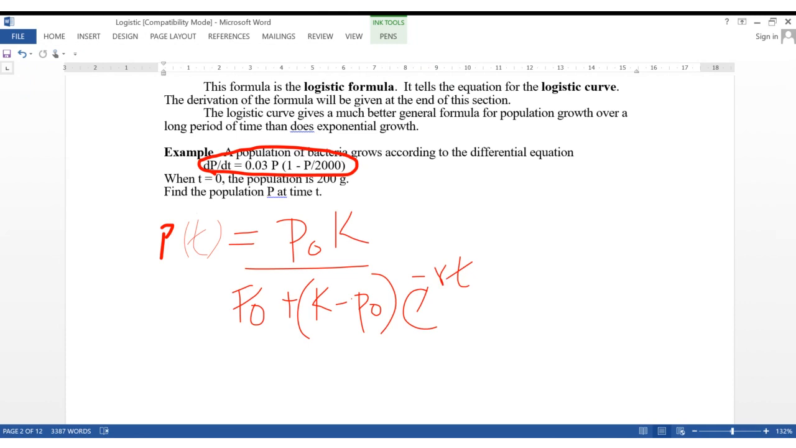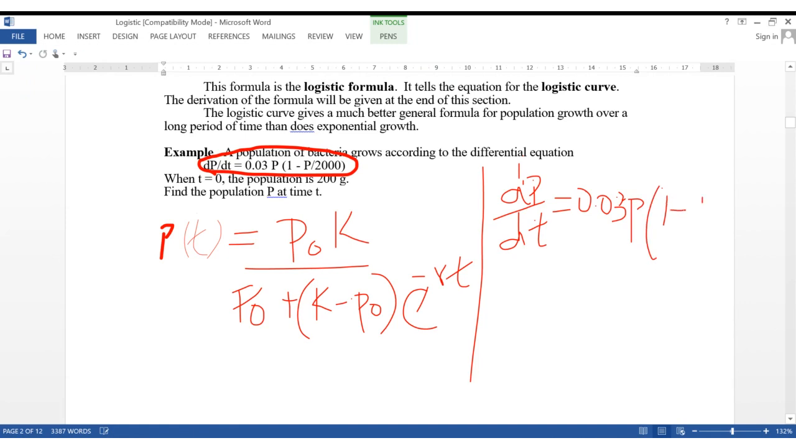And if you want to do this one, first of all, we need to get the value of K, we need to get the value of P naught, and we need to get the value of what? Of r. How do we get that? We compare now. The equation that we have been given here is this one, dP by dt is given by 0.03 P, and then 1 minus P all over 2000.